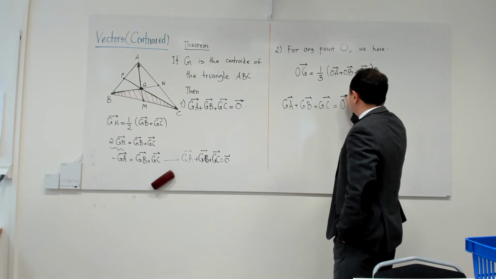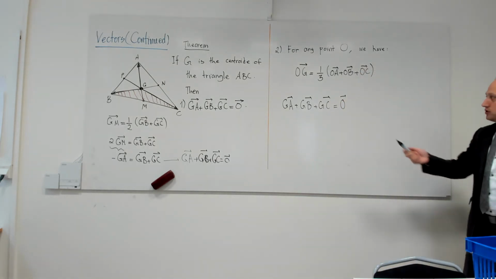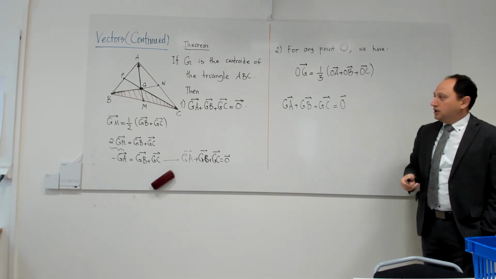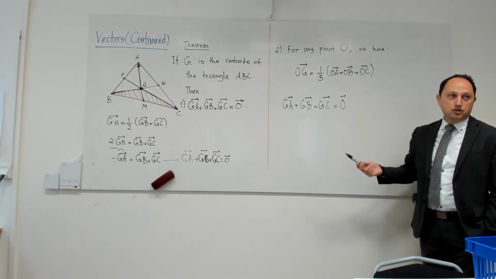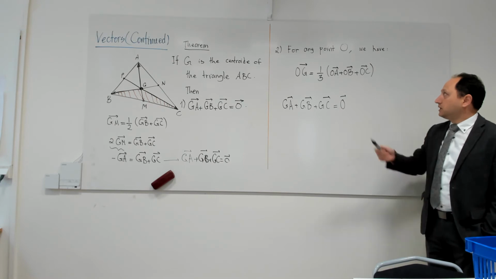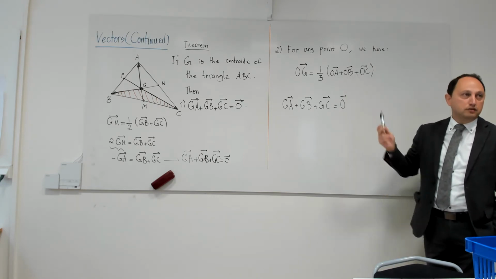I want to teach you how to think about this problem. So you have already shown the validity of this equality. Okay, so how many points are involved here? A, B, C, and G. Yes? Of course, vector 0 is just vector 0. But if you look at the relation that you're supposed to show, how many points are involved?